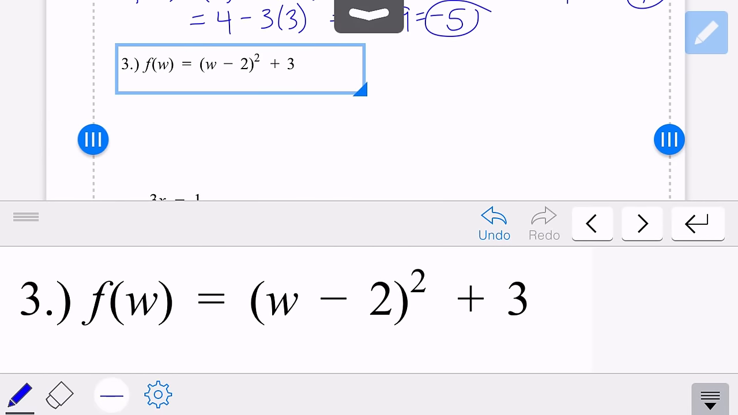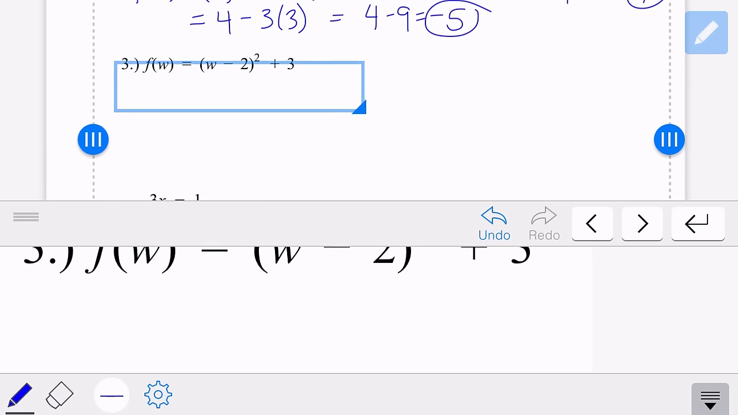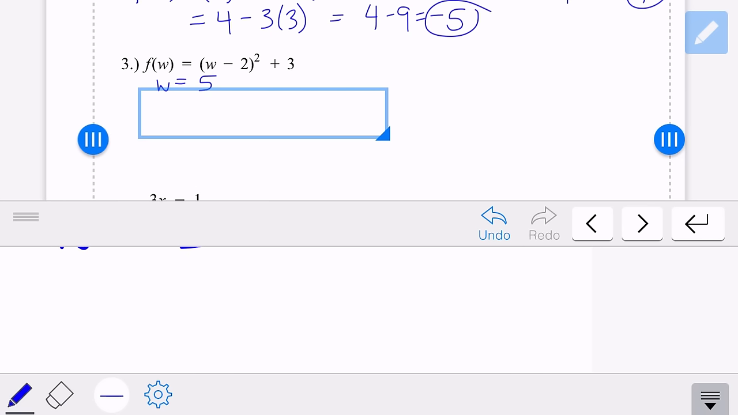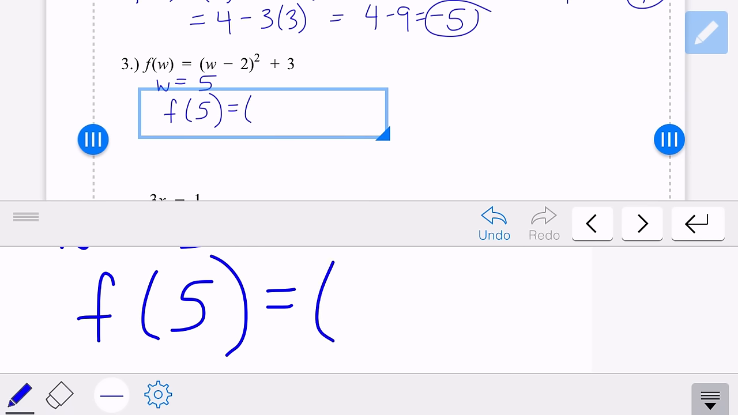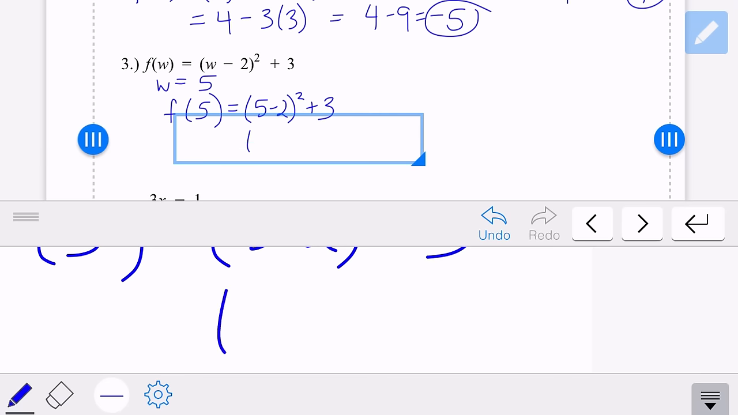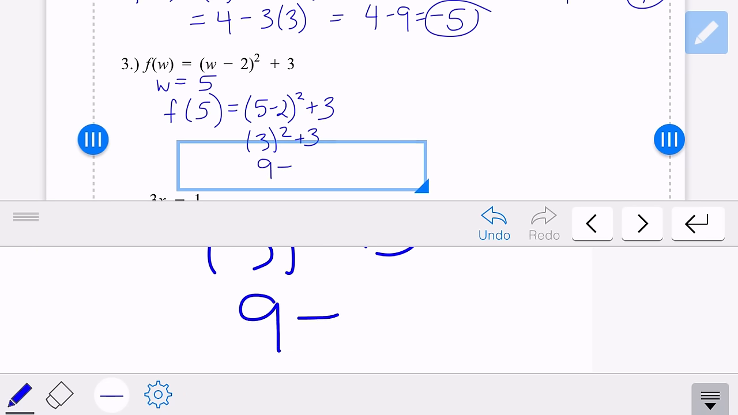Okay, number 3 here, we've got f of w equals w minus 2, all in parentheses squared, and then plus 3. So before we do that exponent, we got to simplify whatever's in the parentheses. So let's look at an example. Let's say w is equal to 5. So we're going to look at f of 5. And then we would have 5 minus 2 in our parentheses squared, and then plus 3. So 5 minus 2 would give us 3 squared plus 3. 3 squared is 9, and then plus 3 is going to give us 12.